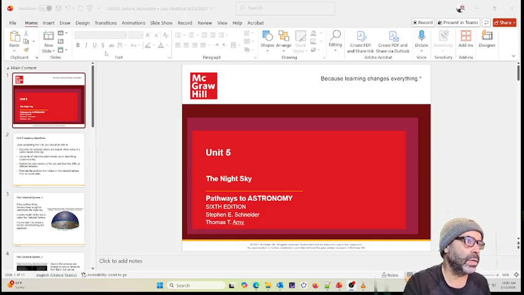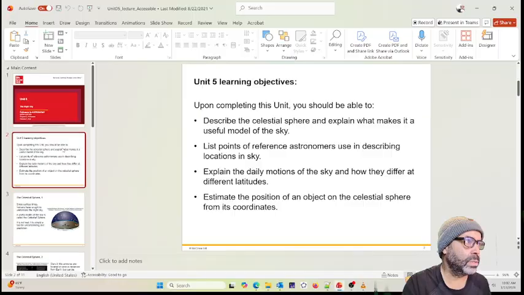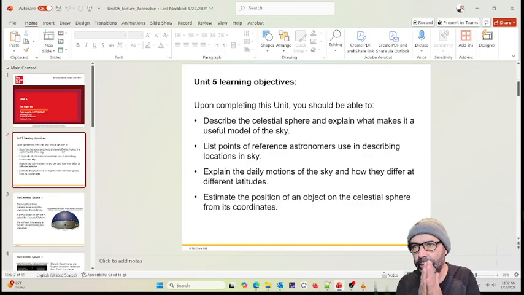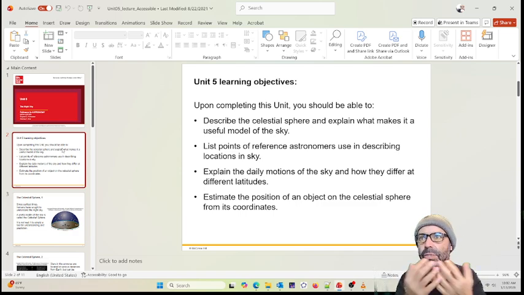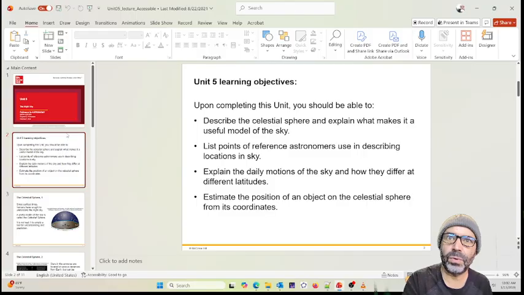Today we're going to be talking about the night sky and specifically about the celestial sphere and why it is so useful. And we will list some reference points on the celestial sphere, explain the nightly motion or the daily motion of objects in the celestial sphere, because believe it or not, even during daytime, objects still move in the celestial sphere, and then estimate the position of objects based on their coordinates and what kind of coordinates we use in the celestial sphere.